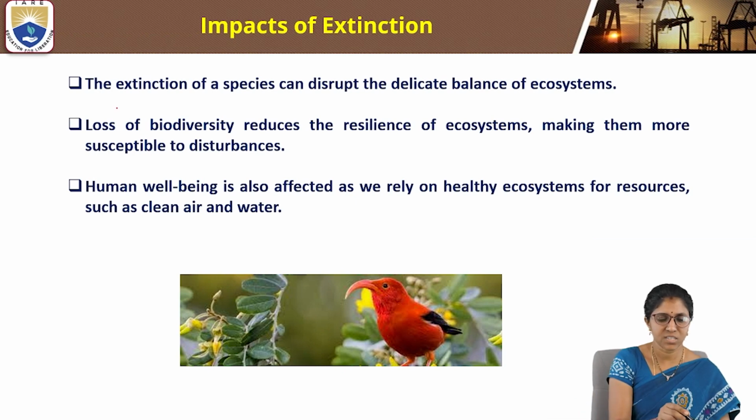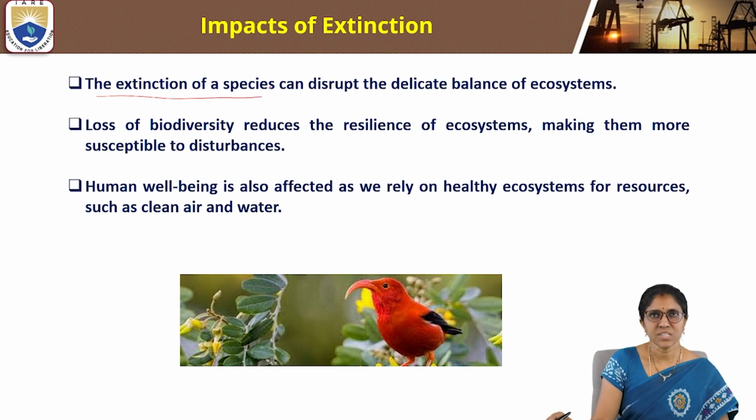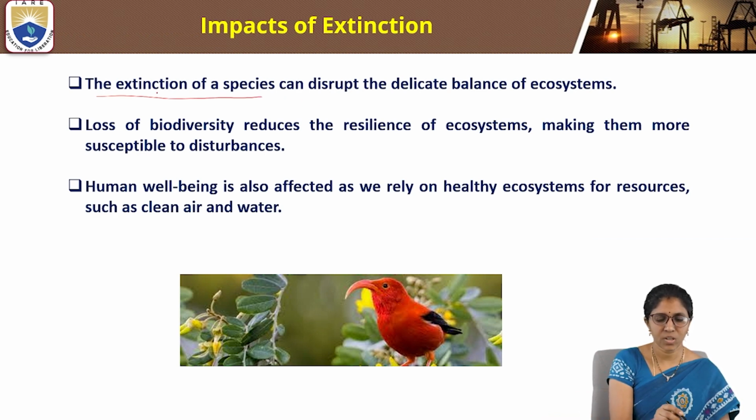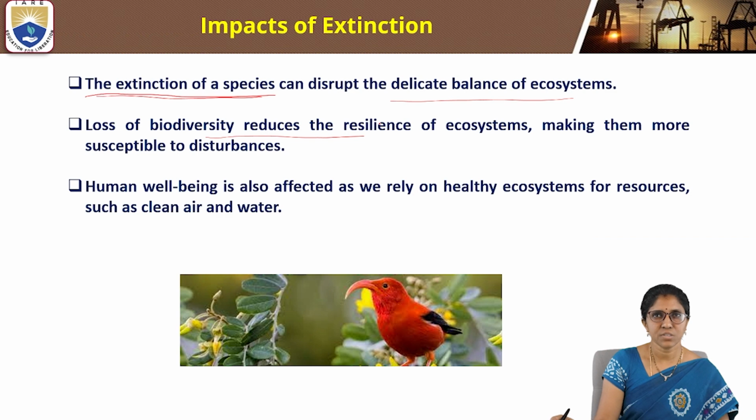So, impacts of extinction. What are the impacts of extinction? The extinction of a species can disrupt the delicate balance of ecosystems. Loss of biodiversity reduces the resilience of ecosystems, making them more susceptible to disturbances. Human well-being is also affected, as we rely on healthy ecosystems for resources such as clean air and water.